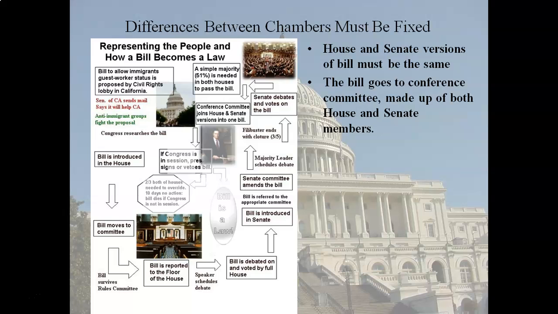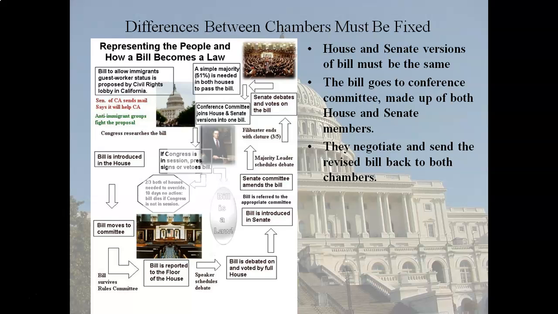So what will happen in this case is that the bill will go to a conference committee, which is made up of both House members and Senate members. And the purpose of that conference committee is to negotiate and revise the bill in such a way that it can be passed by both chambers identically.